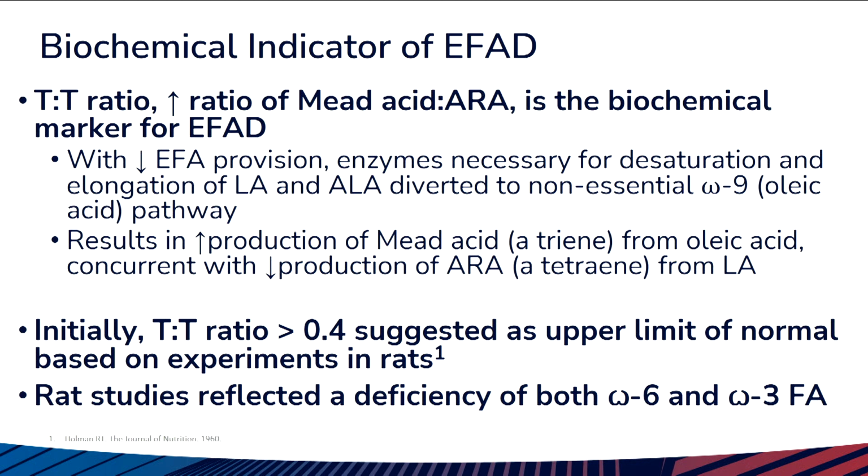So, with decreased EFA provision, the enzymes necessary for desaturation and elongation of those essential fatty acids, like I said, get diverted to the non-essential omega-9 pathway, which increases mead production and then decreases production of ARA. Originally Holman thought that the TT ratio of 0.4 was okay, the upper limit of normal, but later it's been found that that is more for the actual clinical symptoms, where now we know that biochemical EFAD is actually a TT ratio greater than 0.2.